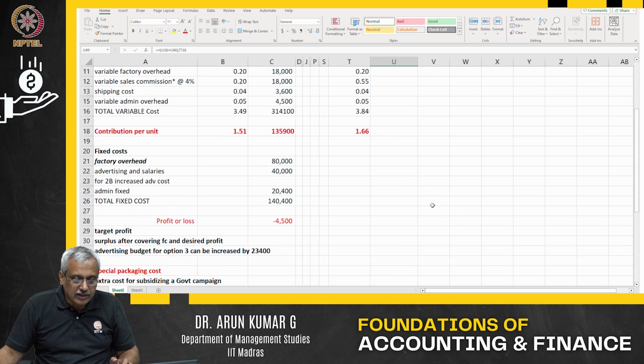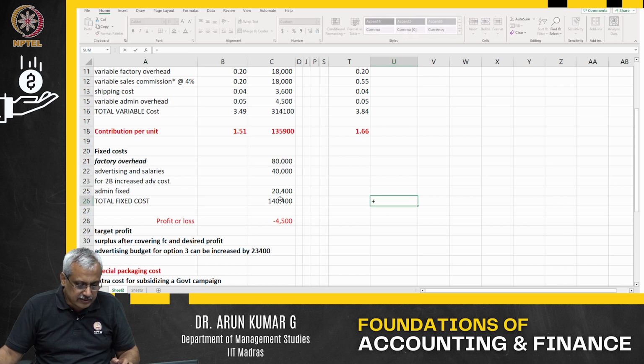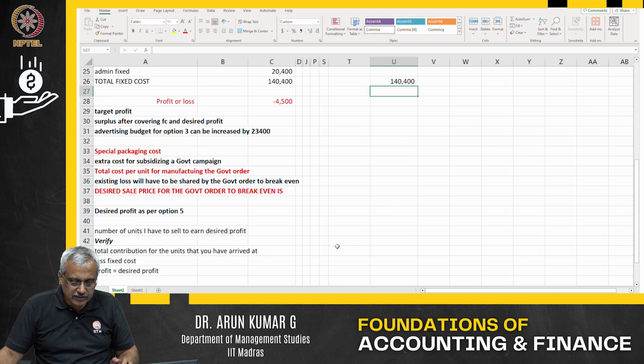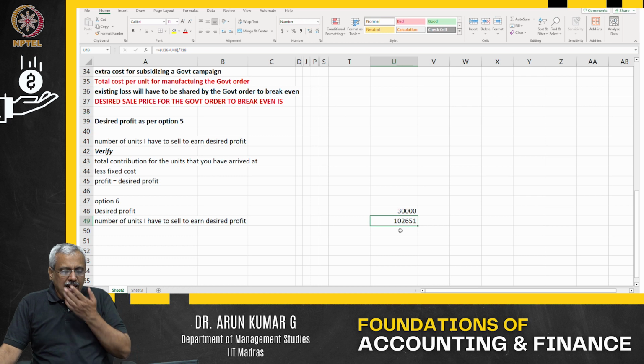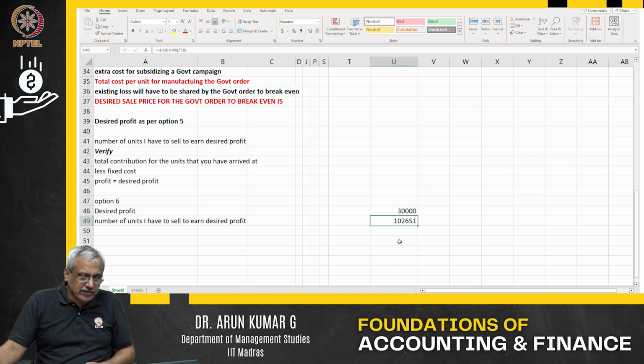Now what happens? The fixed cost column is vacant. I have to just fill the fixed cost out here. This is the fixed cost. So once I have this, now what happens? If I sell 1,02,651 units, I will make a profit of 31,000 out there.